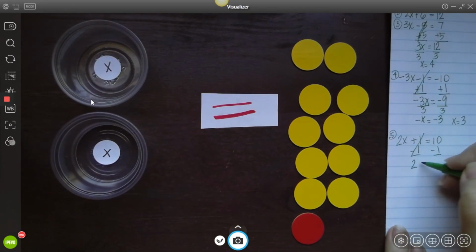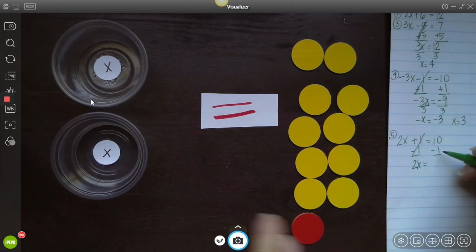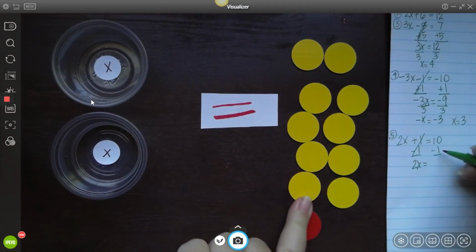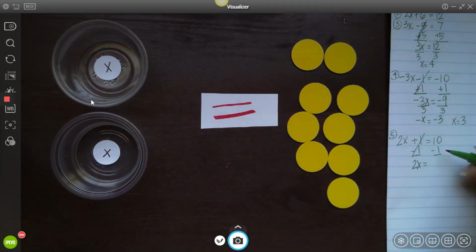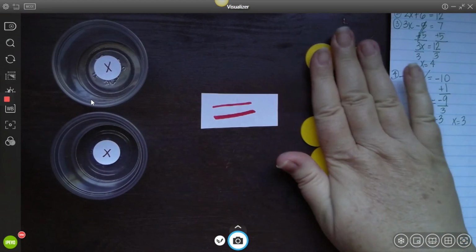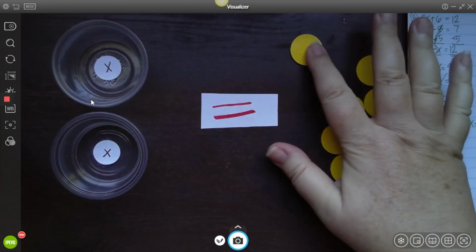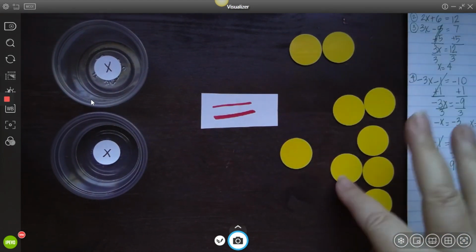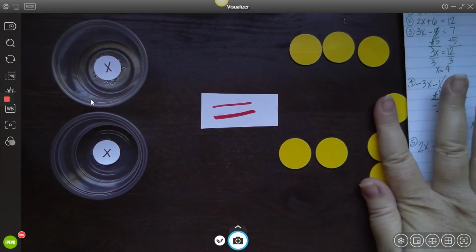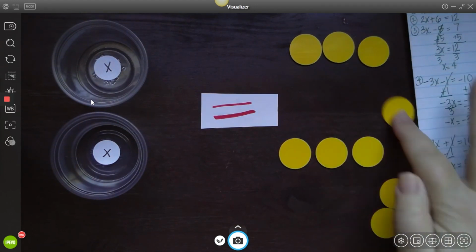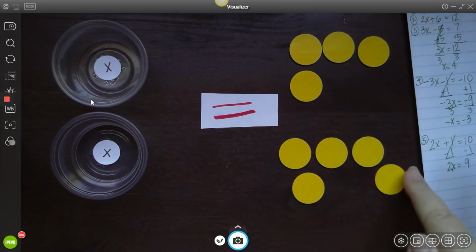My 2x is still there. And then when I move this away, this cancels out this 1, so these 2 will go away, and I take a look at what I'm left with. When I count those up, I get 9. Now, once again, I don't care what 2x is. I want to know what a single x is. And so here I go. I'm going to sort them into my groups. 1 for you, 1 for you, 1 for you, and so on, until all 9 are handed out.